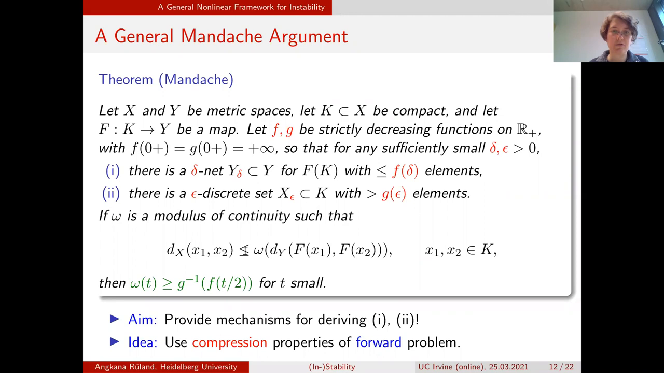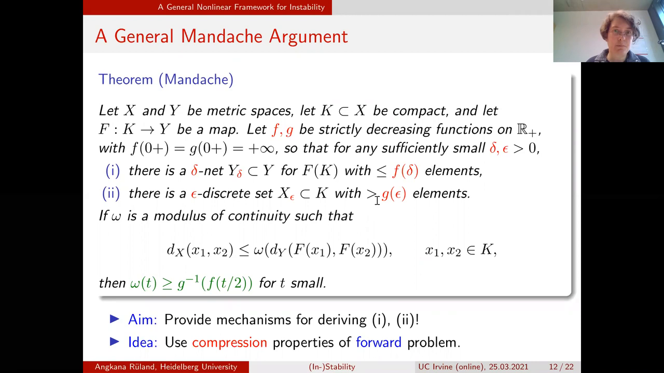And then of course, if you do the same pigeonholing argument, assume you have some kind of stability estimate, then you get conditions on this modulus of continuity through these two functions. Okay, so then the key, if one wants to generalize this to more general classes of problem, is to, at least in the first step, try to understand this condition one.